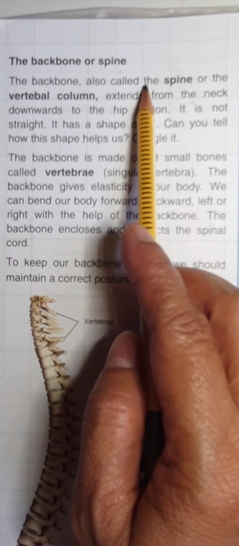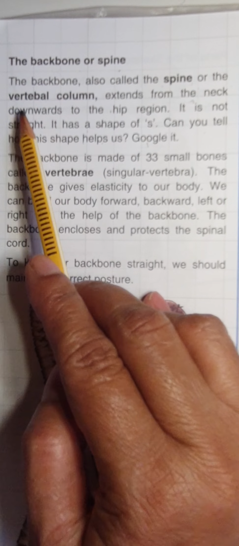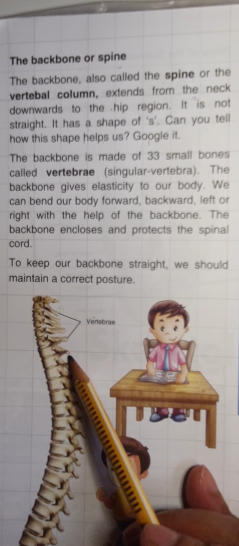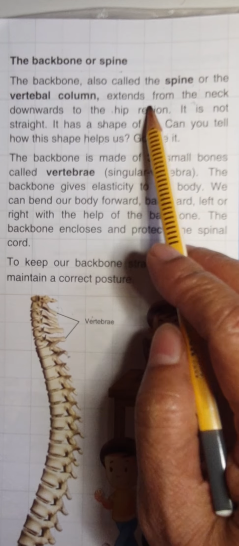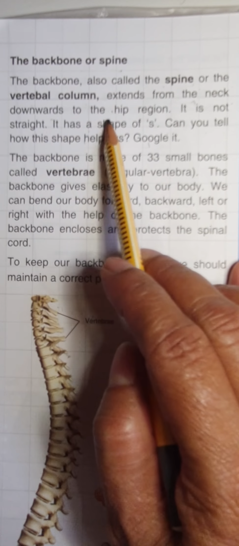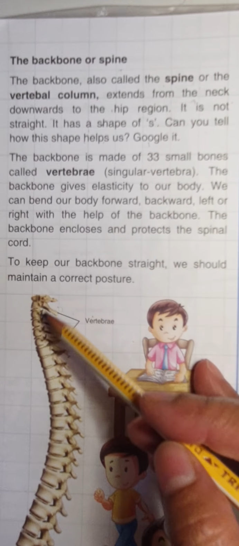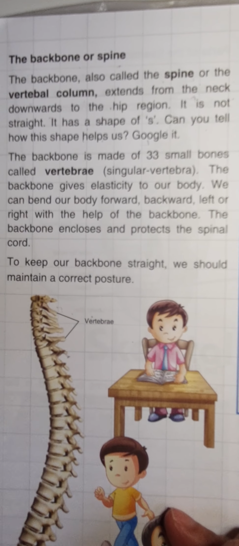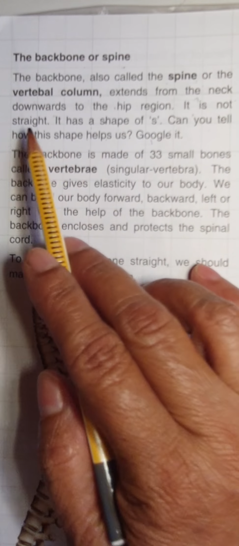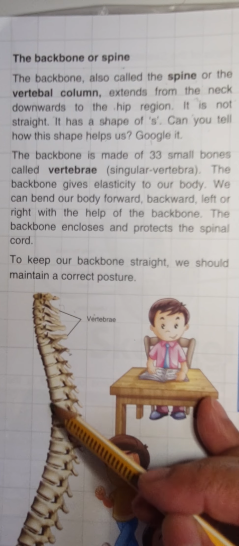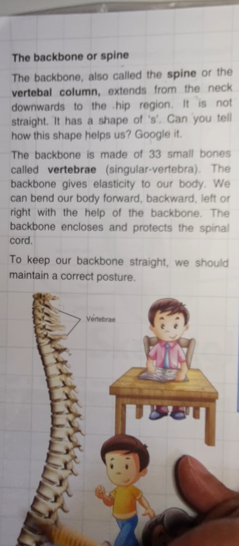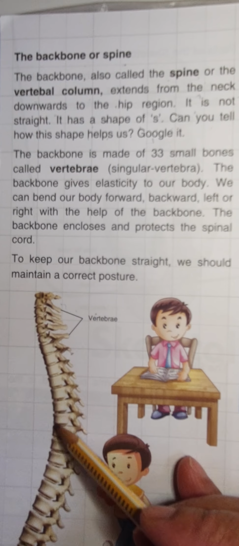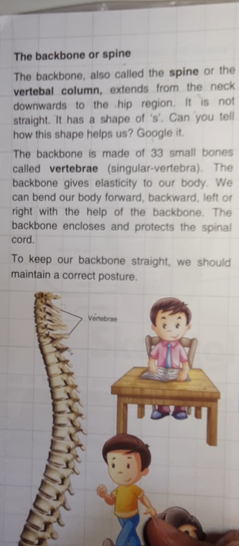The backbone, also called the spine or the vertebral column, extends from the neck downwards to the hip region. Now this starts from your neck and goes down till your hip region. It is not straight. As you can see, it has a curve, right? It has the shape of an S.